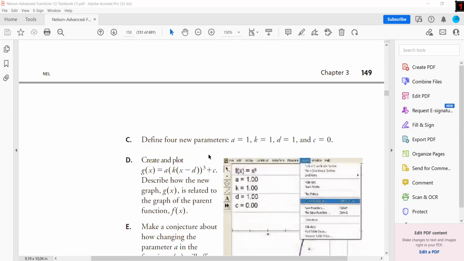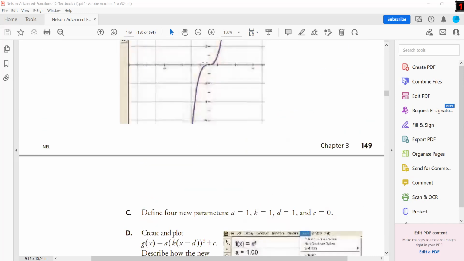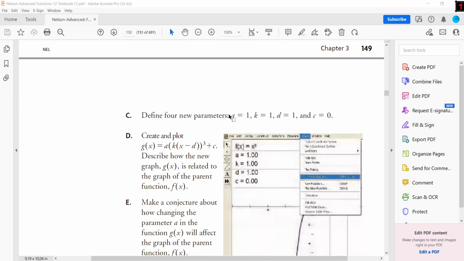Now, we can keep changing other parameters as well. So, for example, Lorraine, which parameter would you like to change next? A or K or D? Maybe C? I suggest we change parameter c, so we add some constant value to our general form. Let's say it's going to be x minus 1 to the third power plus 1. Why not? So we take c equals 1.